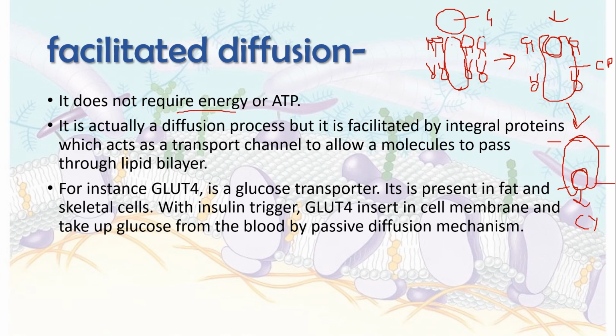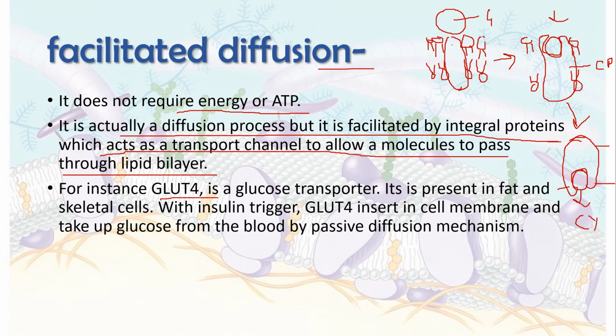It does not require any kind of energy or ATP because it is a diffusion process. It is actually a diffusion process, but it is facilitated by integral proteins, which act as a transport channel to allow a molecule to pass through the lipid bilayer. For instance, GLUT4. It is an integral protein known as glucose transporter. As we can see here, this integral protein is named glucose transporter.